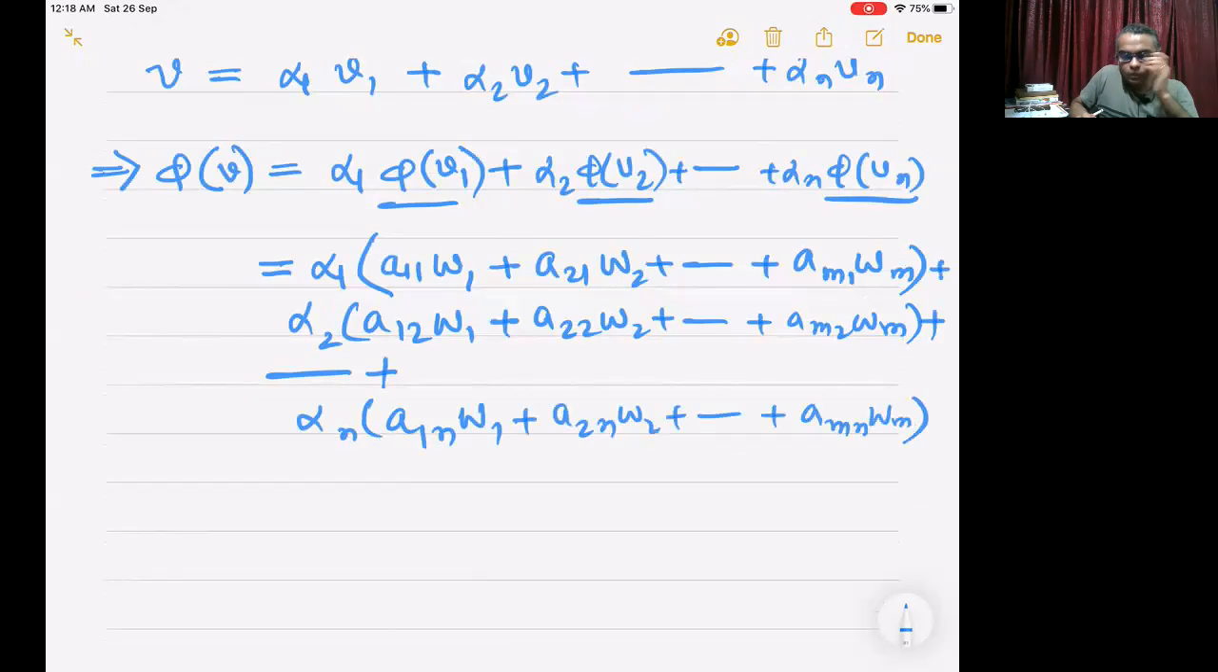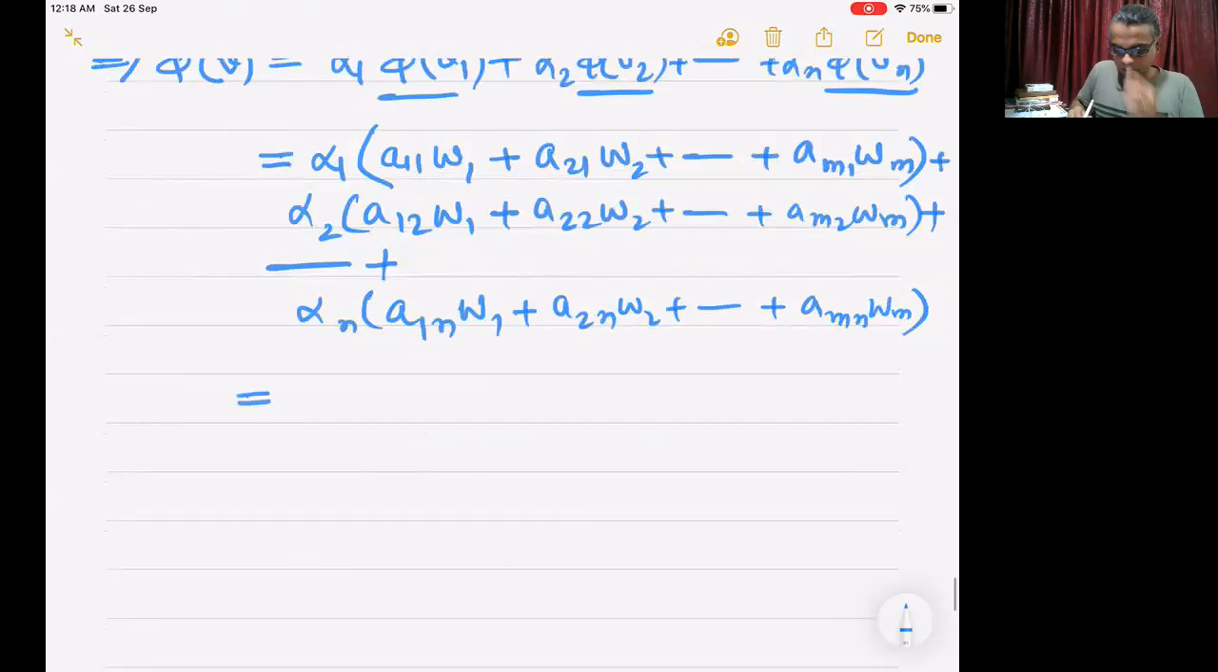Now this doesn't look like a standard linear combination, because a standard linear combination would be in terms of the basis vectors. So we club these things together, in the sense that we bring all W1s together, all W2s together, all W3s together, and so on up to all Wms. Then in that linear combination, if I look at the coefficients, those coefficients stacked up as a column will be phi v's representation in terms of BW, right? So let's try and do that.